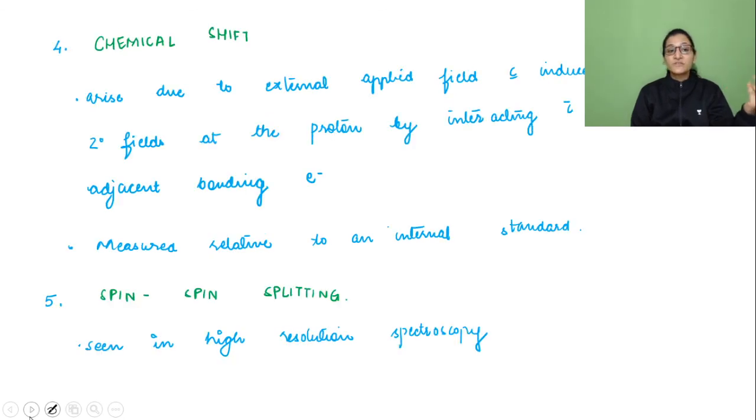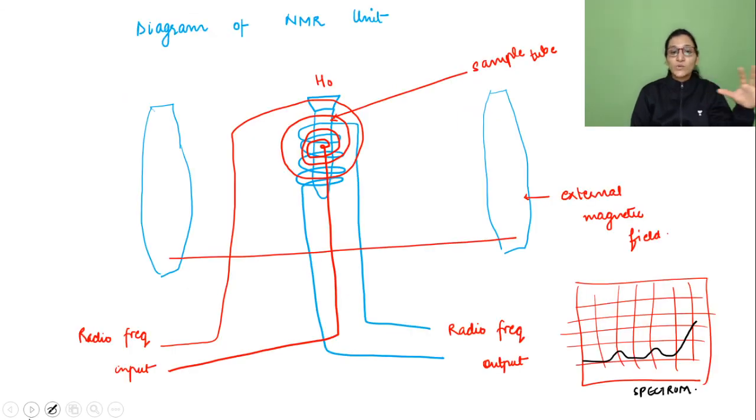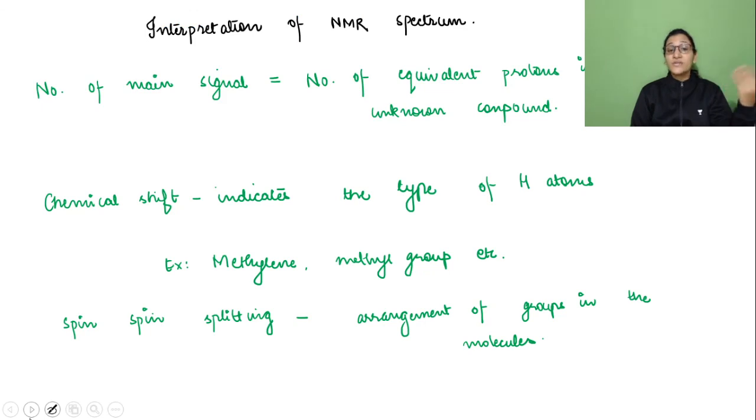Then chemical shift is whenever an external field is applied, the protons are going to interact with the adjacent electrons. So that is the chemical shift. And then we have seen the whole structure, how it looks like: external magnetic field, then radio frequency input, radio frequency output, and all those things we have seen. Then how to interpret the NMR spectrum. It is done under the following things.